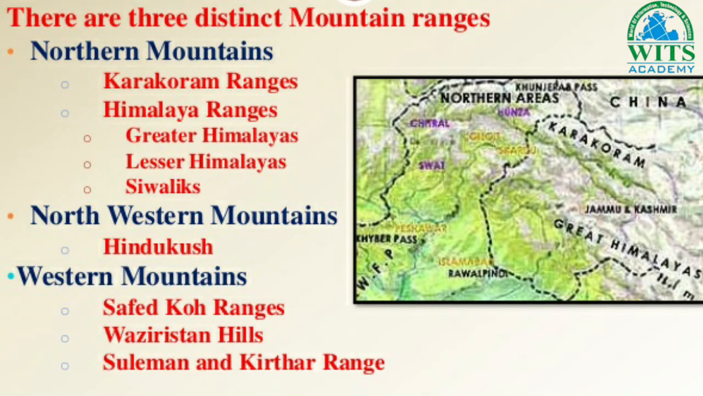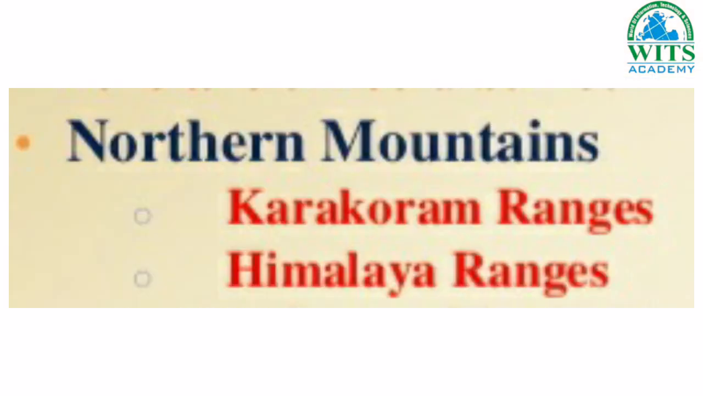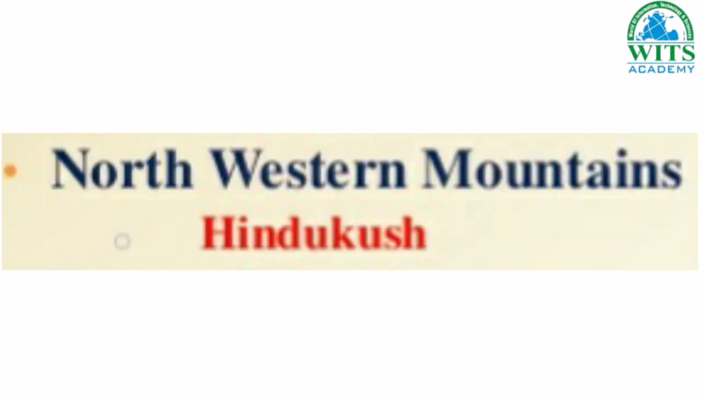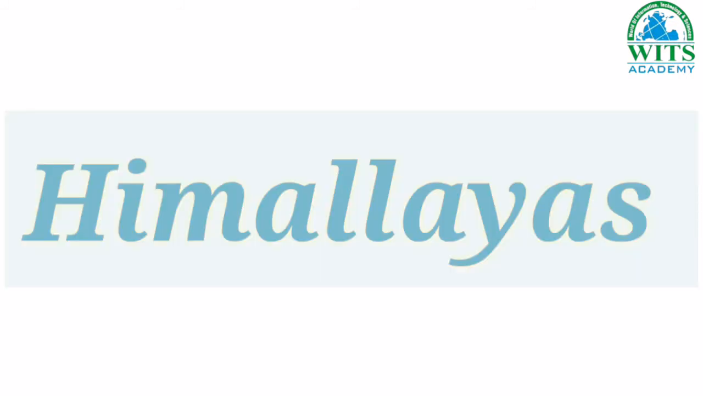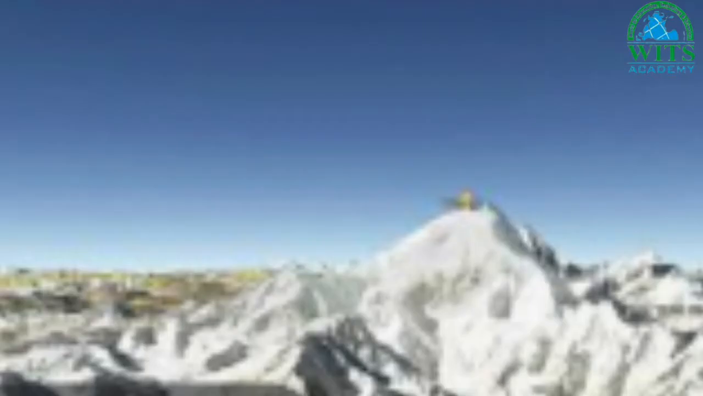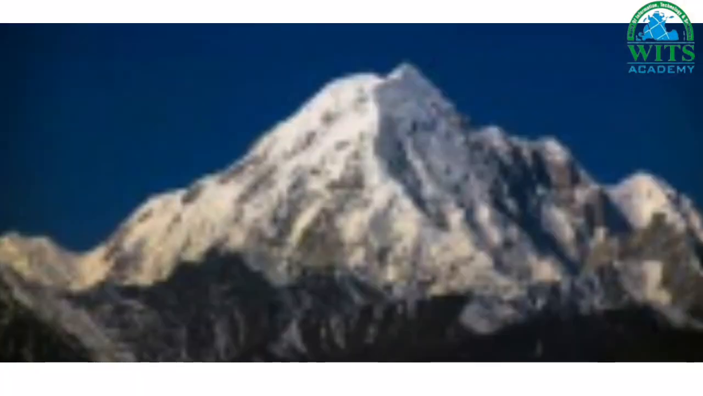Friends, now we will discuss three distinct mountain ranges of Pakistan: the northern, northwestern and western mountain ranges. Friends, the northern highlands include parts of the Himalayas, Karakoram and Hindukush ranges. Some mountains are older than others. As for the youngest mountains on earth, the title goes to the Himalayas.